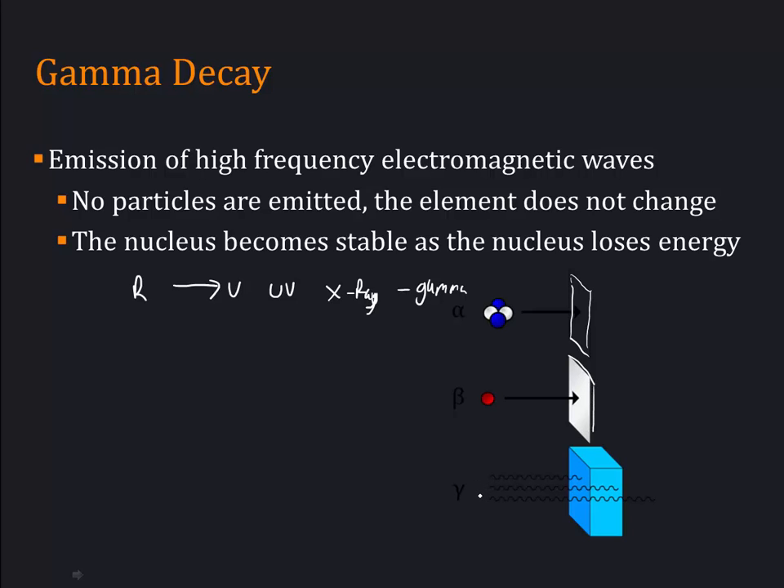Gamma radiation, though, is a little bit harder to stop. Since there's no particles there, it's just high energy waves. It needs a pretty dense material to go through it, and usually lead is used to shield for gamma rays.